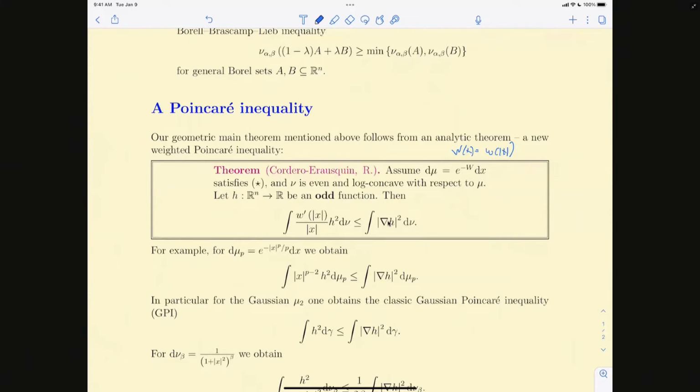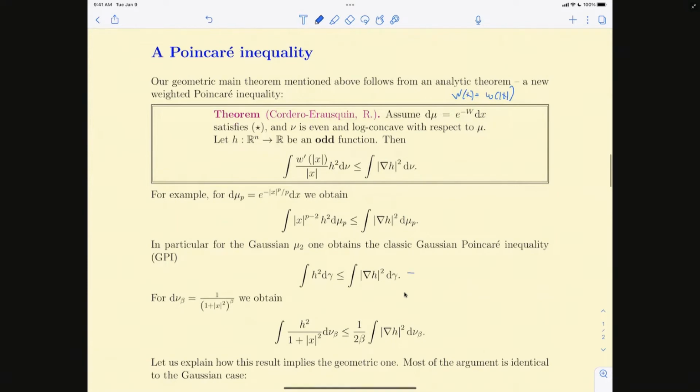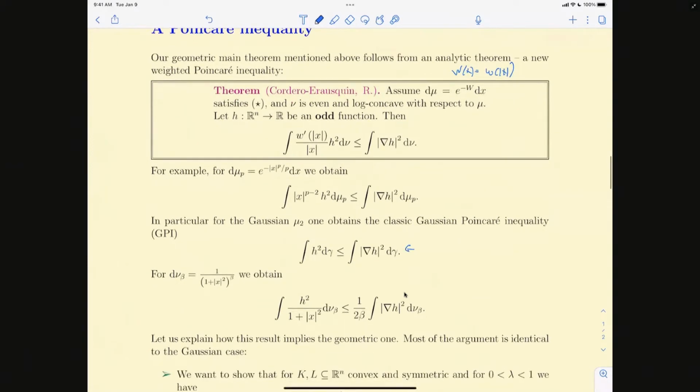So here are a couple of examples, right? The examples from before. If I take this measure from before, we get this nice inequality. And in particular, if p is 2, if we have the Gaussian, we get the standard Gaussian Poincaré inequality. And of course, we know this Gaussian Poincaré inequality is true not just for odd functions, but for all centered functions. But in particular, this is a special case of our theorem in the odd case.